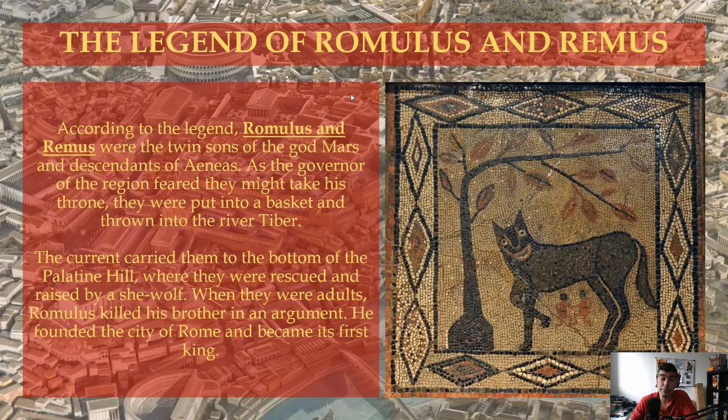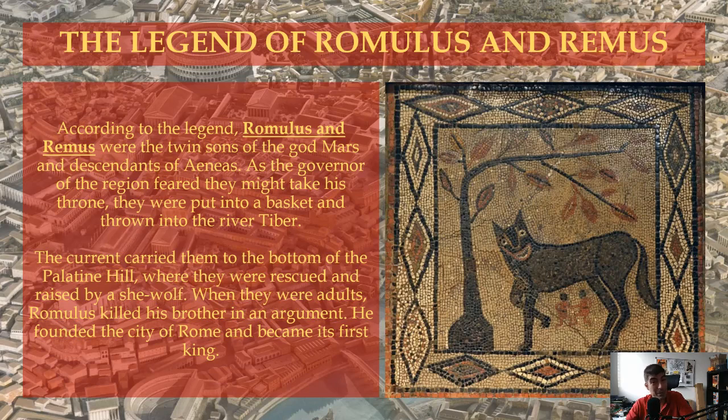And probably this is how Rome was founded, but there is a mythological legend, and in this legend there were two boys, Romulus and Remus. They were the twin sons of Mars and descendants of Aeneas, a Trojan who had fled the city after the Trojan War and sailed to the Italian peninsula. And as the governor of the region feared they might take his throne because of these ancestors, for example the god, they were put into a basket and thrown into the river Tiber.